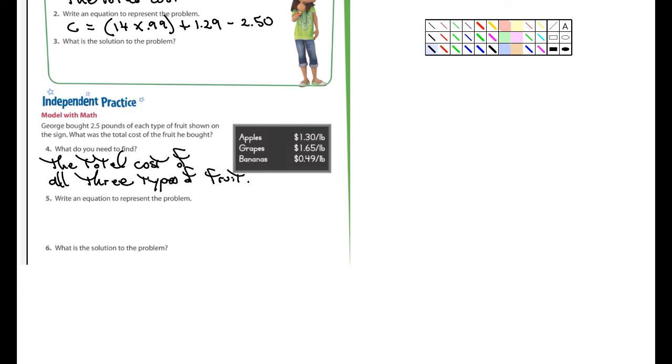Okay, it says write an equation to represent the problem. Well, we're talking about a cost again, so I'm just going to put C equals, and then it's 2.5 times $1.30. I don't need to put the 0, but I can. Plus, now we're looking at grapes.